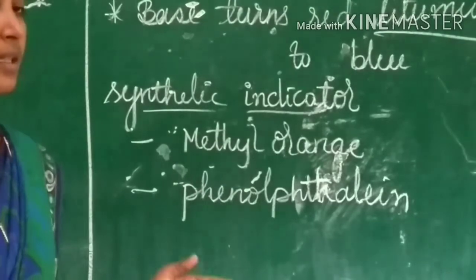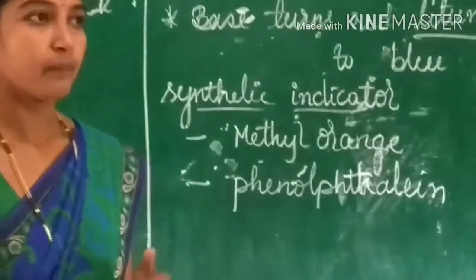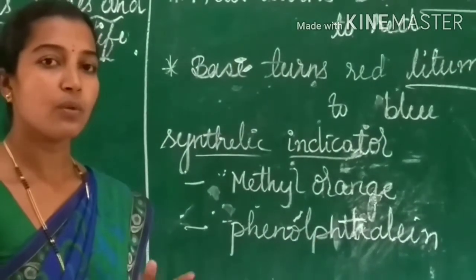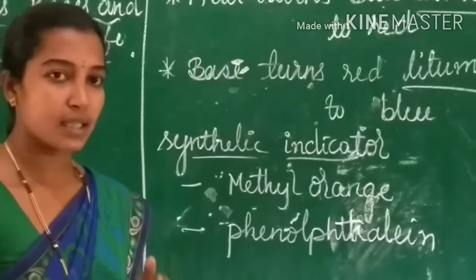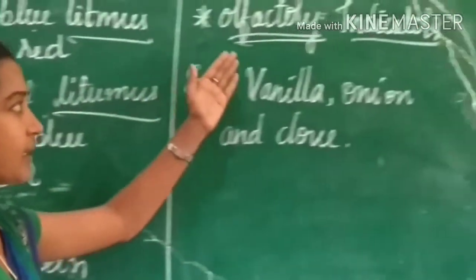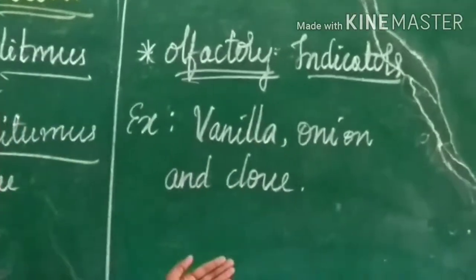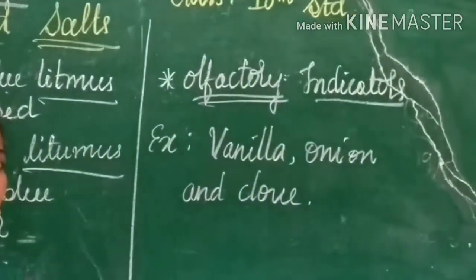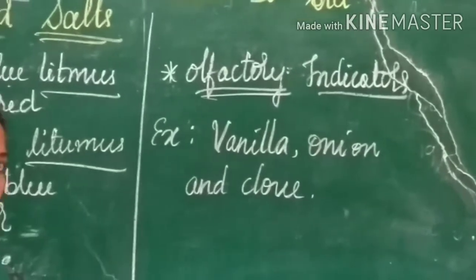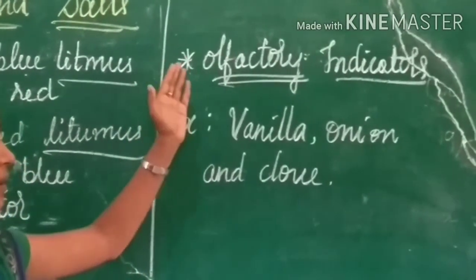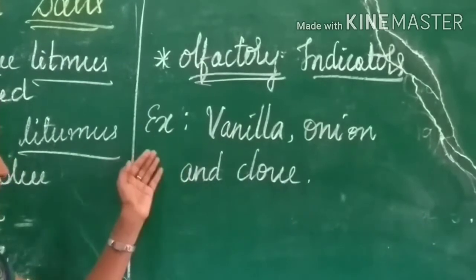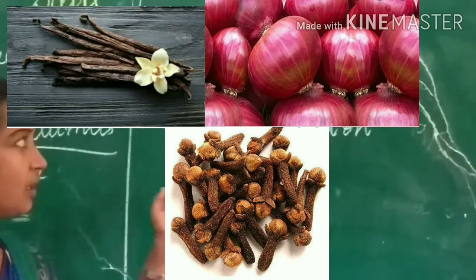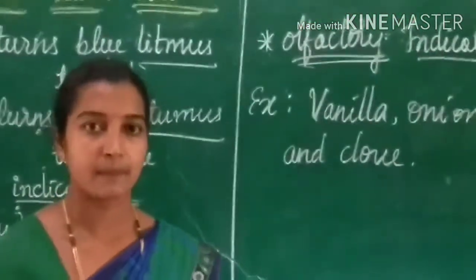Apart from this, there are some other substances whose odor changes when they are present in acidic or basic media. Such substances are called olfactory indicators. Listen children, some substances change their odor when they are present in acidic or basic medium. Examples: vanilla, onion and clove are olfactory indicators.